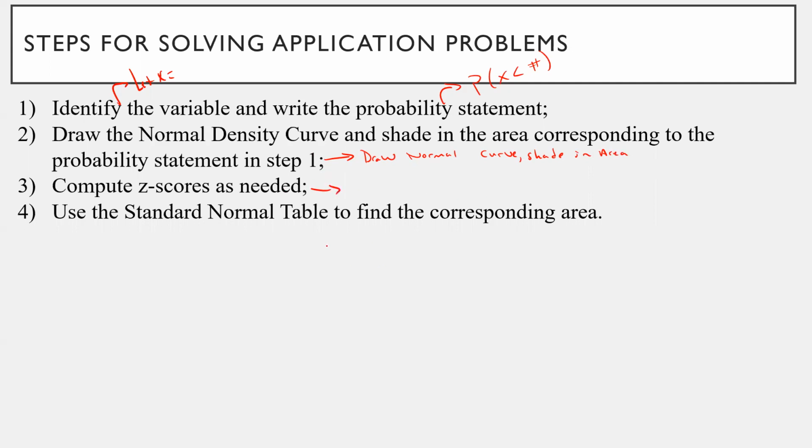The next thing you need to do is compute z-scores. A z-score is equal to x minus the mean, divided by the standard deviation. So it's the variable value, that's what x represents, minus the mean, divided by the standard deviation.